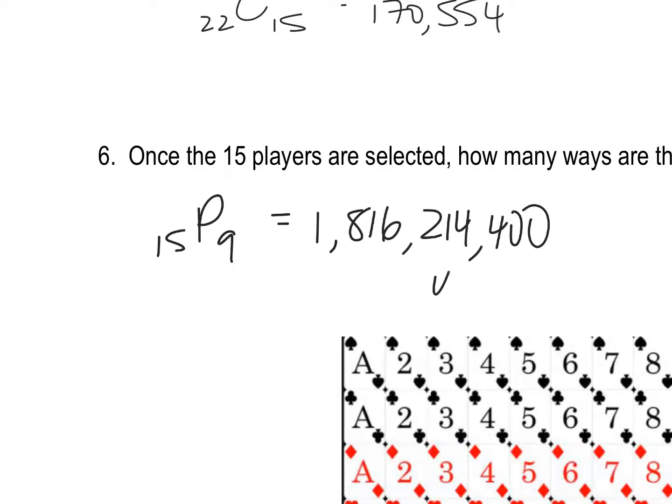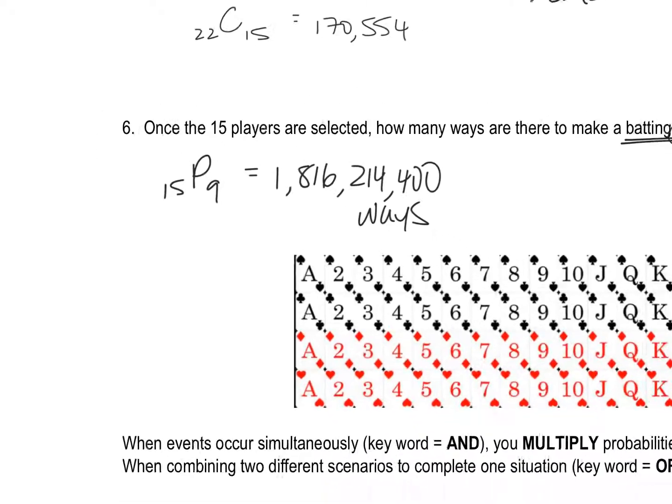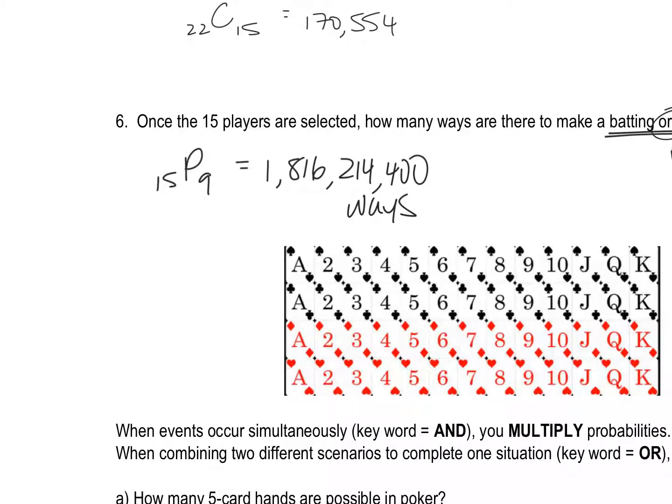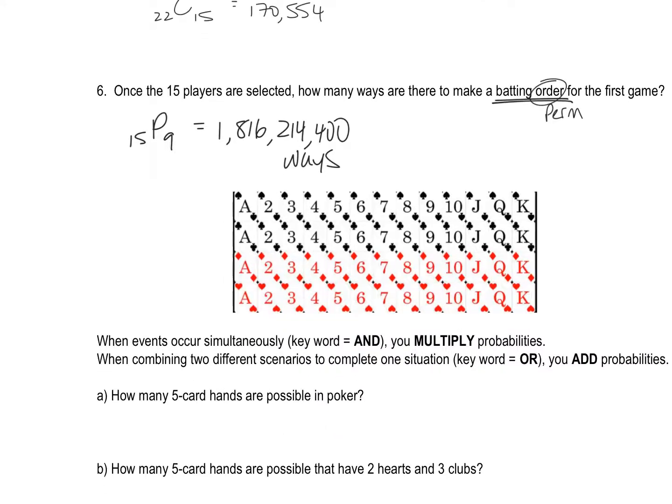1,816,214,400 different ways to line up 9 of them out of 15 people total.